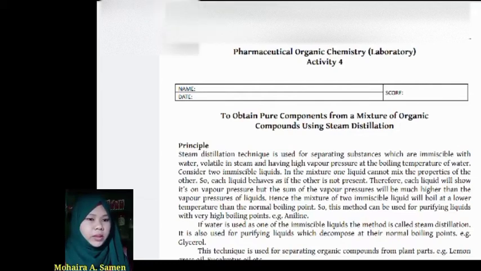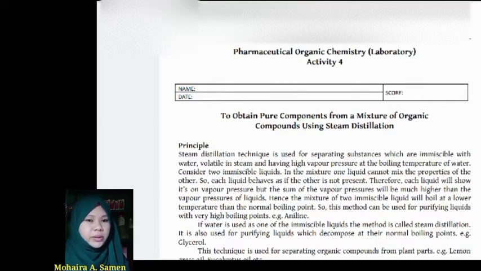Consider two immiscible liquids. In the mixture, one liquid cannot mix with the properties of the other. So each liquid behaves as if the other is not present. Therefore, each liquid will show its vapor pressure, but the sum of the vapor pressures will be much higher than the vapor pressures of the individual liquids. Hence, the mixture of two immiscible liquids will boil at a lower temperature than the normal boiling point.